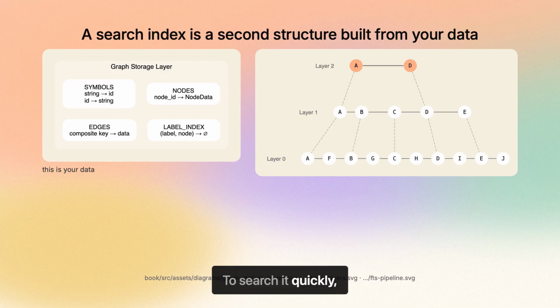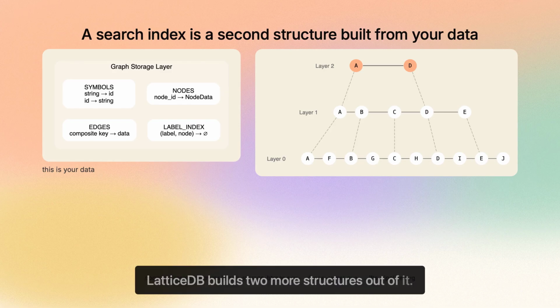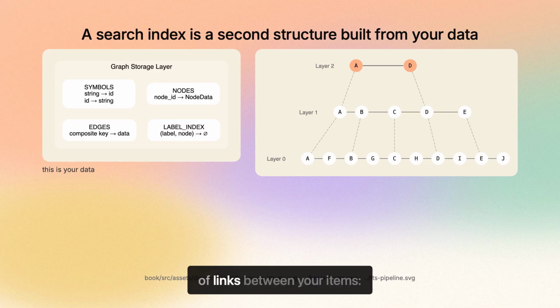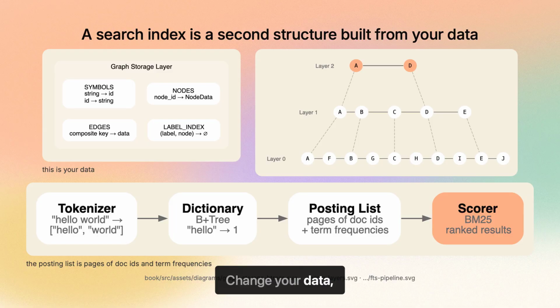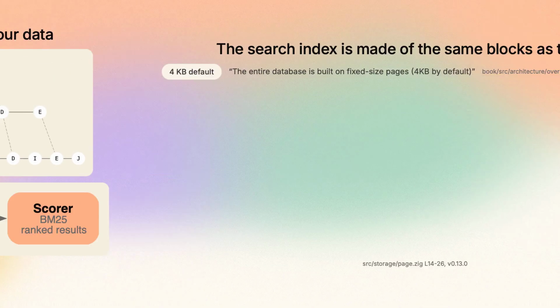To search it quickly, LatticeDB builds 2 more structures out of it. The meaning index is layers of links between your items. A few long jumps at the top, every item at the bottom. The word index is a dictionary from each word to the items containing that word. Change your data, and both indexes change too.